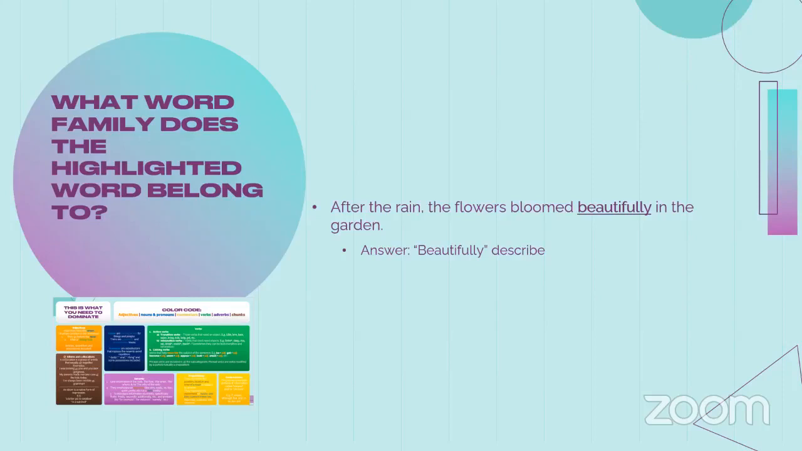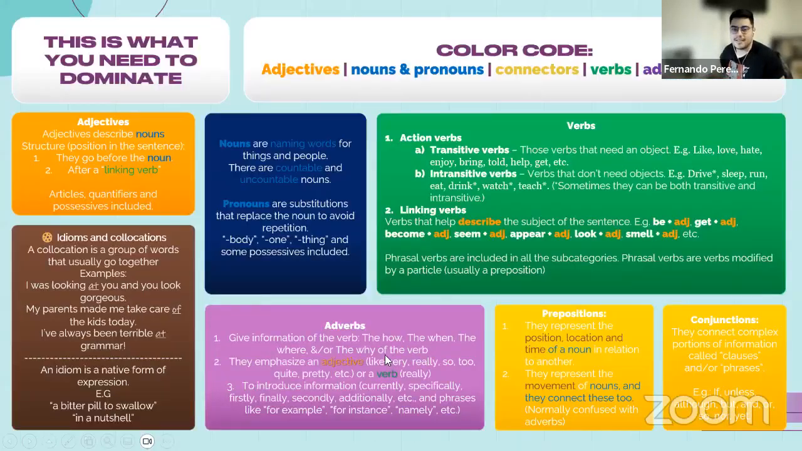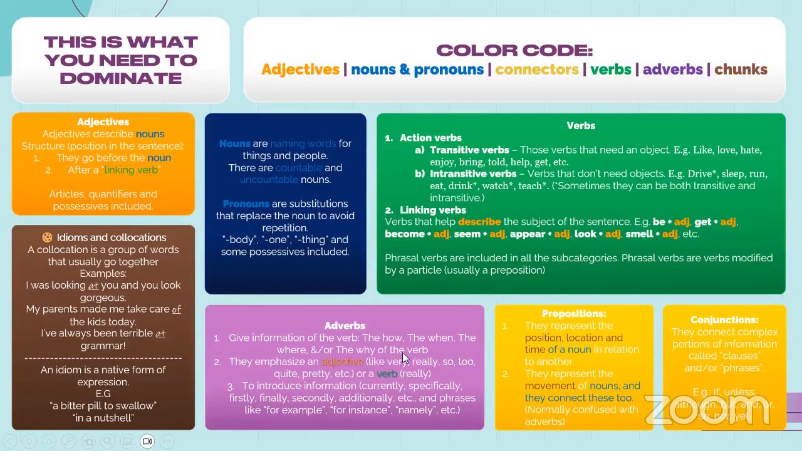What is it describing of the verb? The description of the verb is beautiful. I'm not asking you what is the description. I am asking you what is beautifully describing of the verb. What is beautifully describing of the verb? The how. You forgot to include that information.